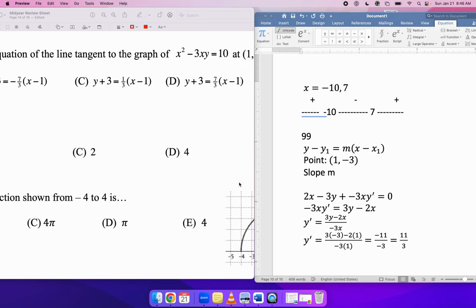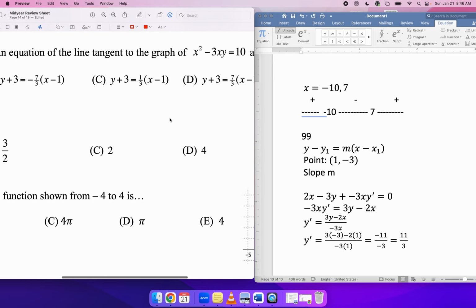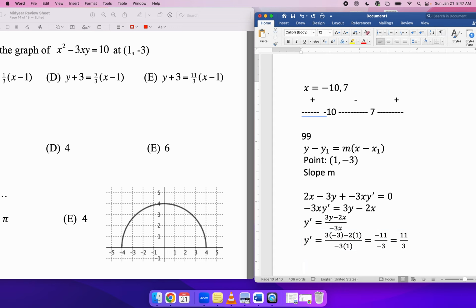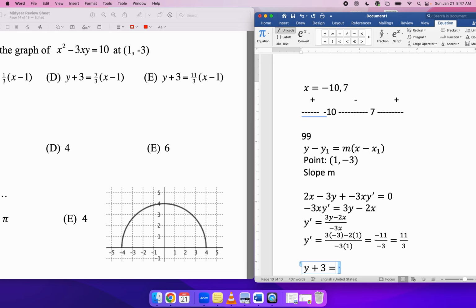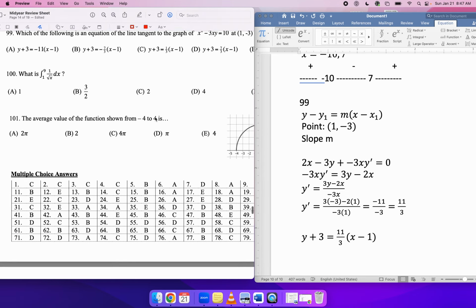So the slope is 11 thirds. I hope that's one of the options, or I screwed up somewhere. Ruh-roh. Oh, there it is. I guess I can kind of stop there. I know that this has to be it because that's the only one with a slope of 11 thirds, but I'll finish it. So y minus y1, so that's y plus 3 equals m, which is 11 thirds, times x minus x1, which we said is 1. So that's E right there. Cool.